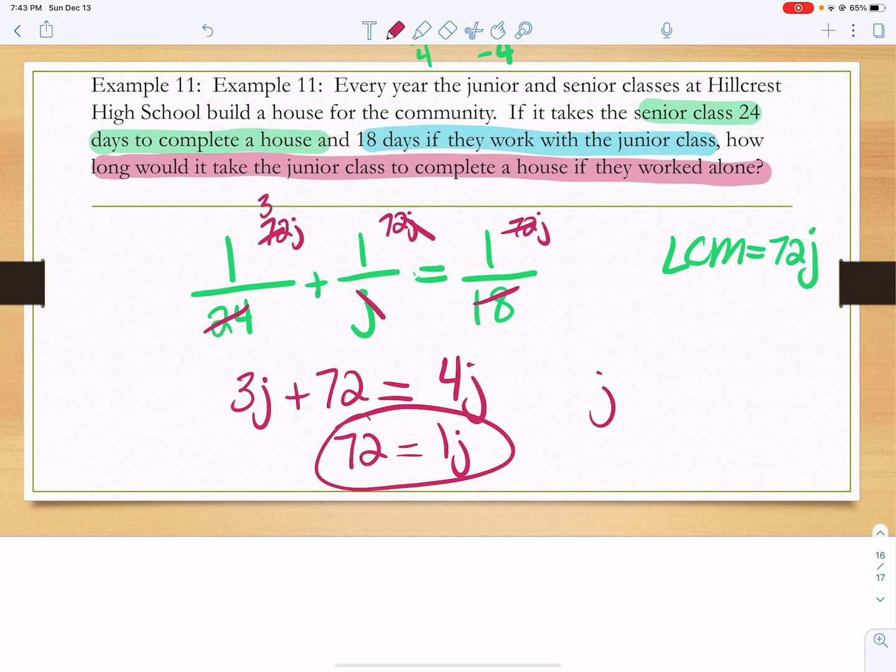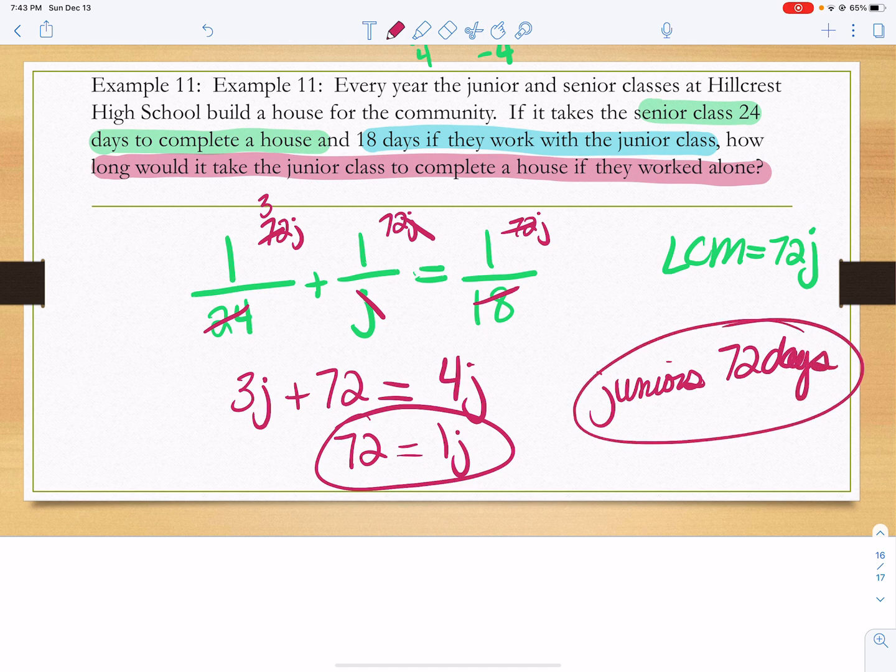So the juniors take 72 days to build a house. The seniors take 24 days to build a house, and together they can build a house in 18 days. So these are the different types of mixture problems that you will see.